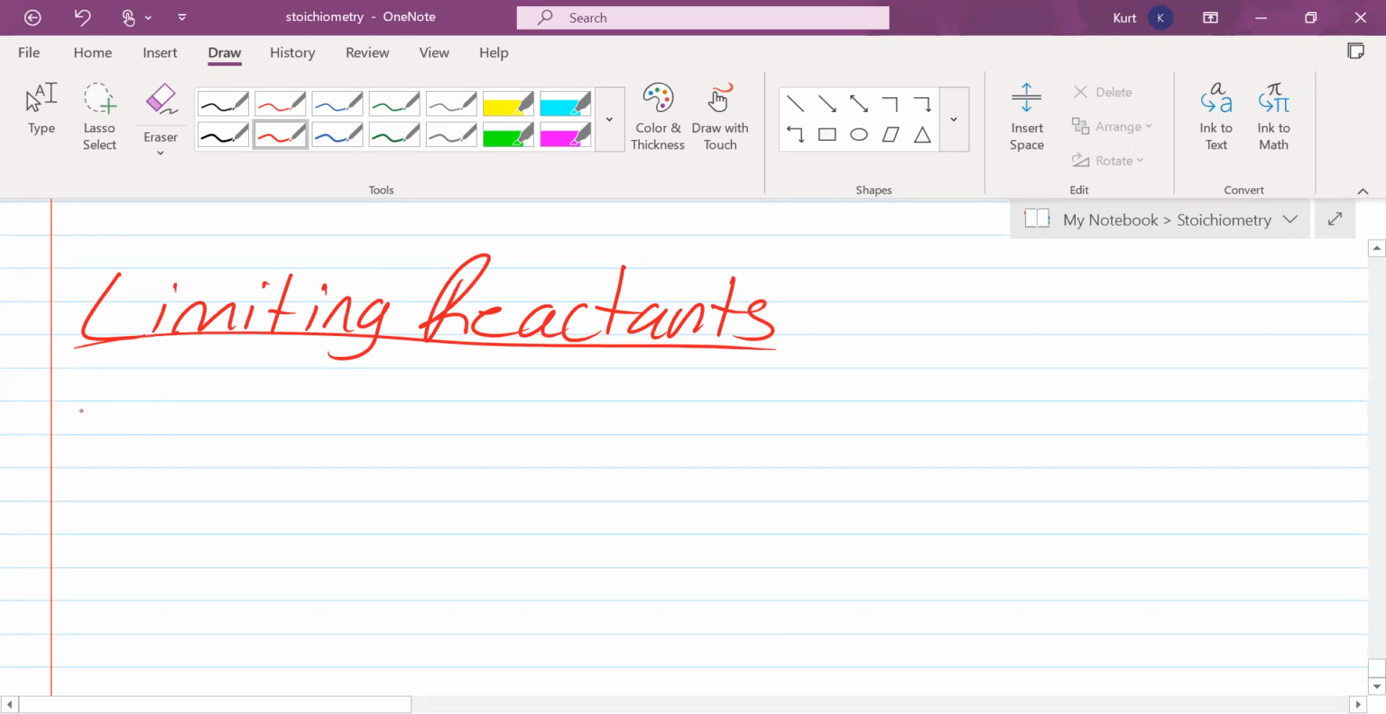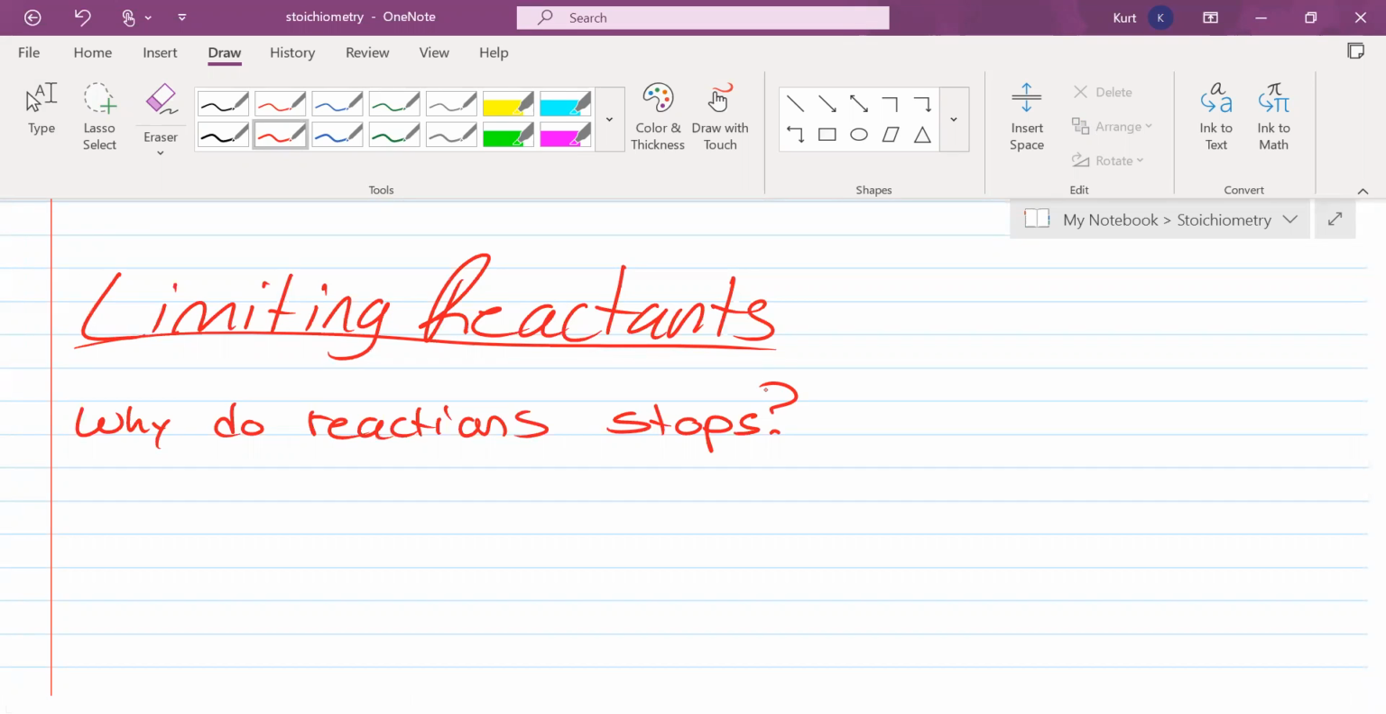So, question I have is, why do reactions stop? Jade, you go out on a shopping spree, and what is one of the reasons that your shopping spree could be considered over? No more money. You ran out of money. That is going to be your limiting reactant. You have the energy to shop all day long. But if you run out of money by noon, your day is over.